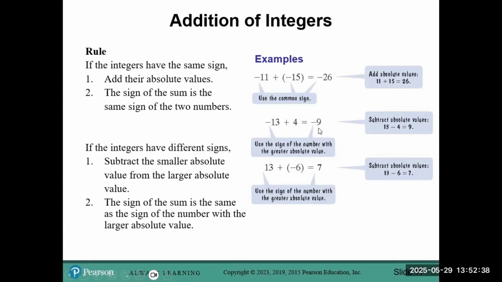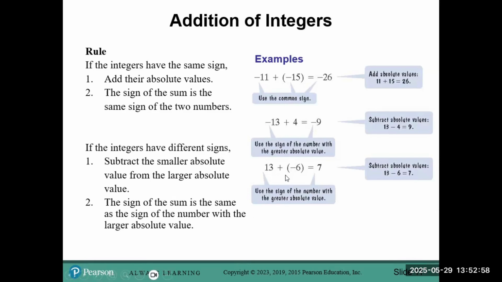And you can think about that with money again. If you owed $13 on your credit card, that would be a -13. And then if you made a $4 payment, well, now you only owe $9, which we represent with -9.